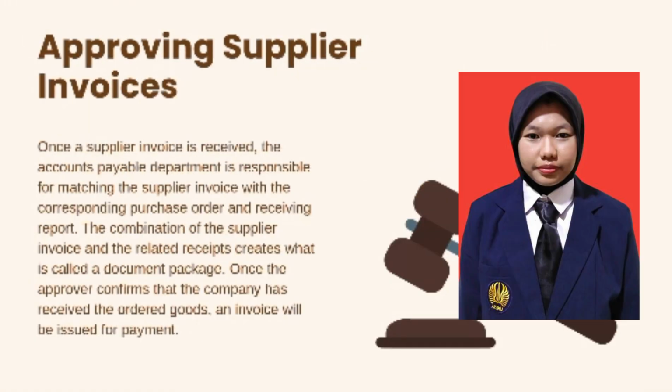Okay, next topic is approving supplier invoices. After a supplier invoice is received, the accounts payable department is responsible for matching the supplier invoice with the corresponding purchase order and receiving report. The combination of the supplier invoice and the related receipt creates what is called a document package. Once the approver confirms that the company has received the ordered goods, an invoice will be issued for payment.